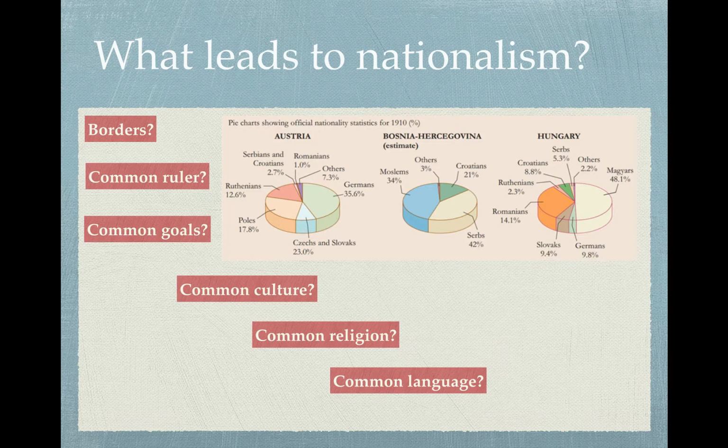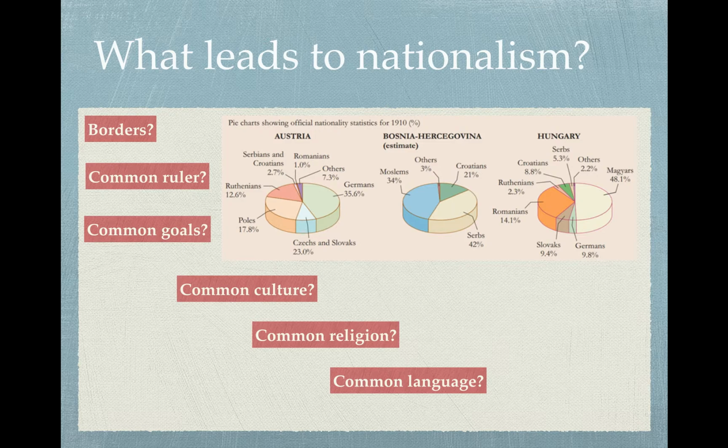But for instance, with Austria, the political borders of Austria included Germans, Czechs, Poles, all these different ethnic groups, and so it'd be hard to actually unite them just based on borders. Other things like common ruler are kind of a similar situation. It's hard to get united just because you all have the same ruler. Common goals, you're getting a little bit closer towards nationalism. The United States is a good example of that. It's a really diverse place, but supposedly people in the United States value things like liberty and economic freedom.